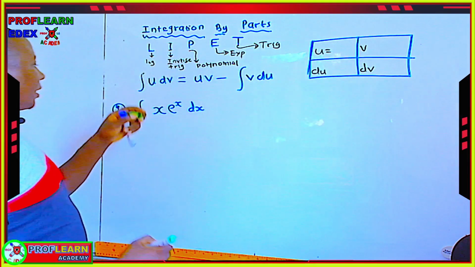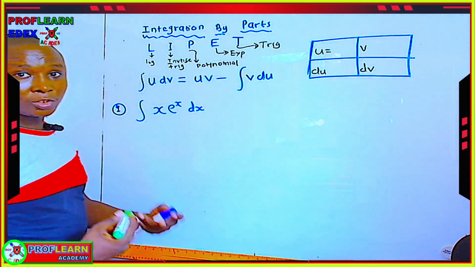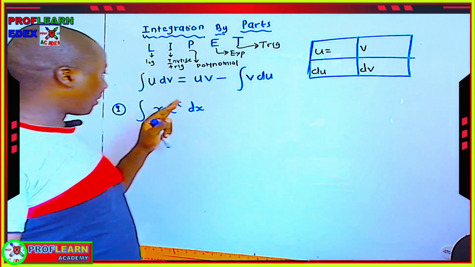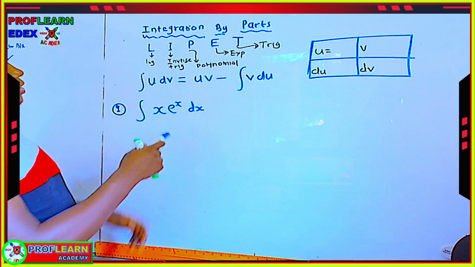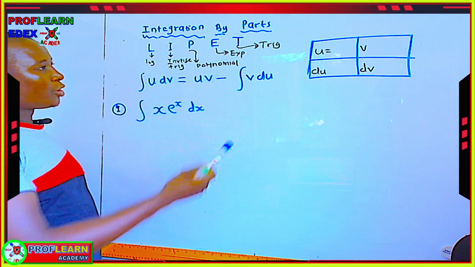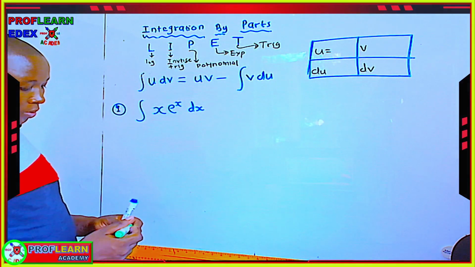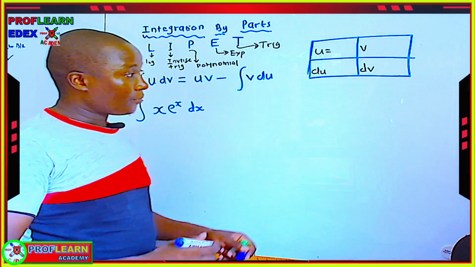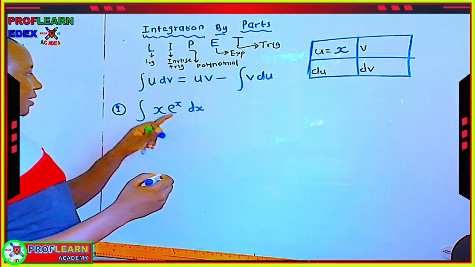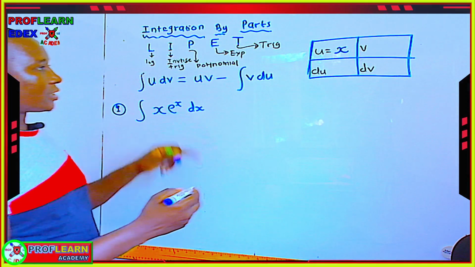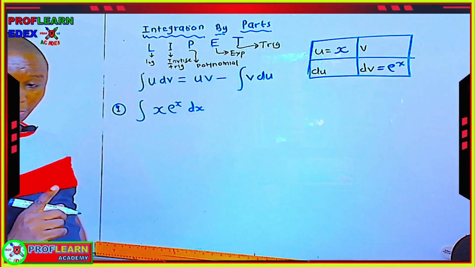So using LIPET on this, we can see we have a polynomial. A polynomial is those terms with powers of x. The power of x here is 1. We have a polynomial, we have exponents. Now, between a polynomial and an exponent, which one comes first? A polynomial comes first. So in our integration here, we are going to assign u to be x, but the remaining e to the power x is going to be our dv. e to the x will be our dv.